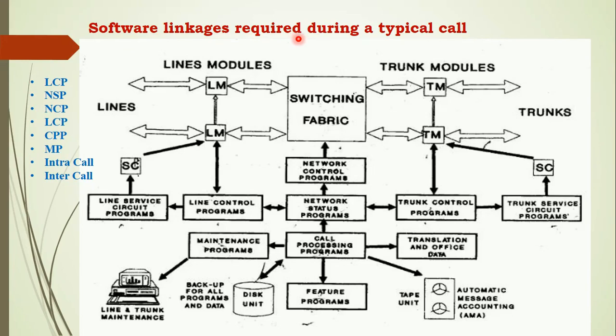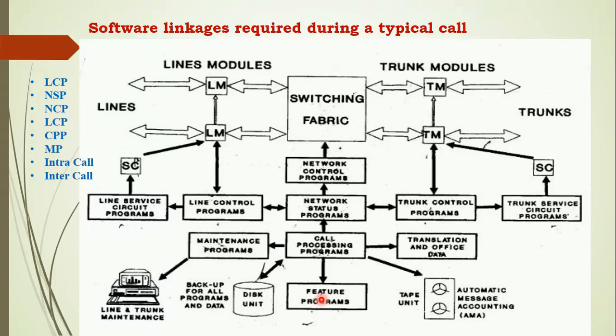Software linkages during a typical call. I hope this upper diagram is familiar to you. Line modules are connected to the switching fabric, then trunk modules. To remember the diagram you need to have certain comparison. This side there is the line control program, two-way connected to the network status program, and the line service circuit to the service circuit. Similarly, this side is a replica where line is replaced by trunk. And to the network status program, the call processing programs are connected, where the classifications of the software are connected.